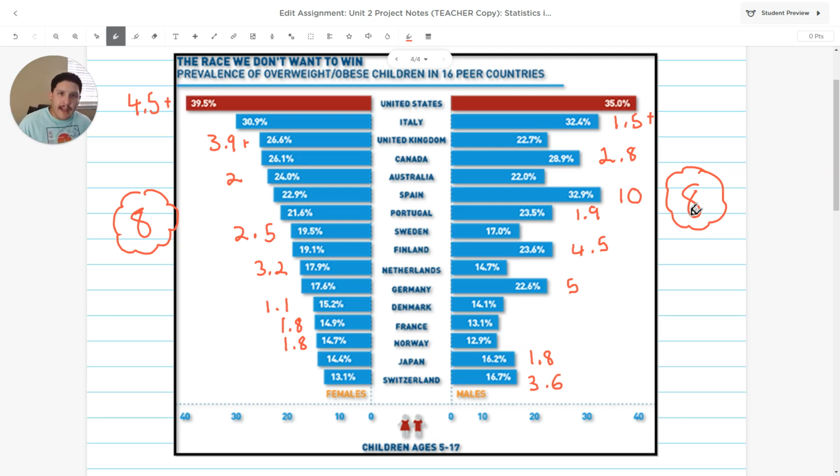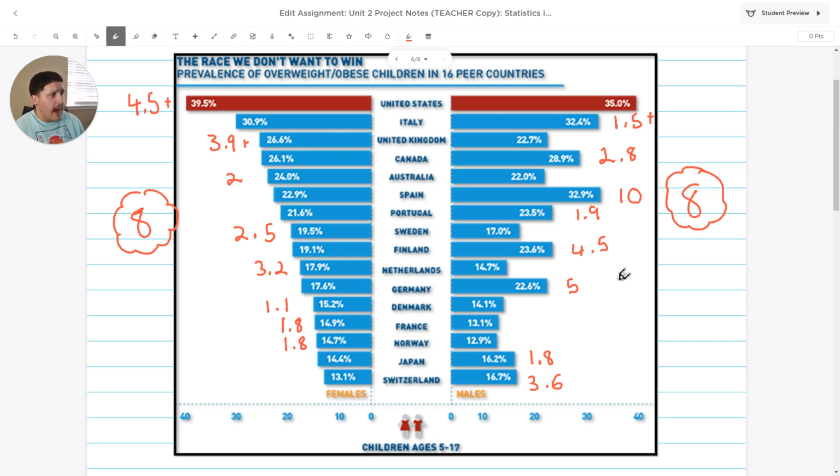Okay, so an analysis that I can say from these 16 peer countries is that the amount of countries that have more overweight males and more overweight females are the same. There are 8 countries that have more overweight males. There are 8 countries that have more overweight females. Okay, so that's one conclusion.